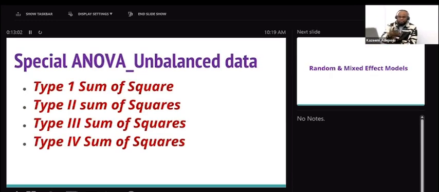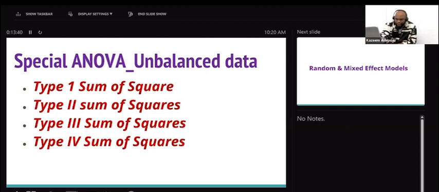Of course, this is what I've been talking about. This type of sum square will come up when I'm talking about unbalanced data. So the type 1 sum squared is no longer going to be appropriate. What is going to be appropriate is type 2, type 3, type 4. Type 2 and type 3, what distinguishes between them is whether interaction is involved or not. And of course, type 4 is when we have a case of missing data. But we don't do that in this course.